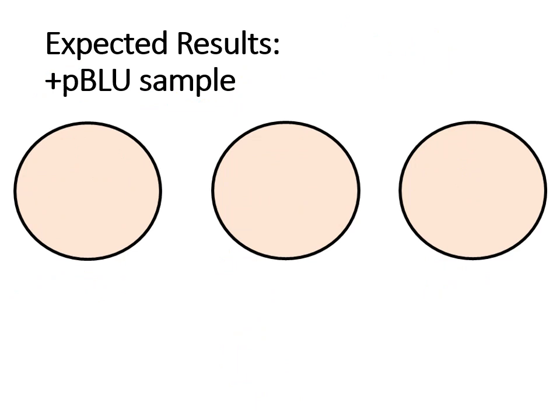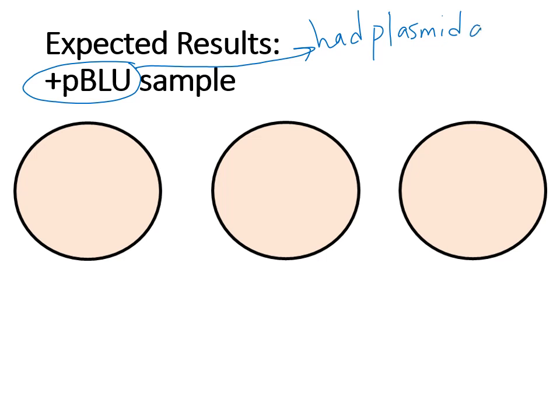So now the rest of the results to analyze are your plus P blue samples. And for the plus P blue, I want to point out, you always want to circle it and remind yourself that these had plasmid added. So now hopefully they took in the plasmid, they replicated, they made the proteins, the beta-lactamase, the beta-galactosidase, and now you're testing to see whether that happened.